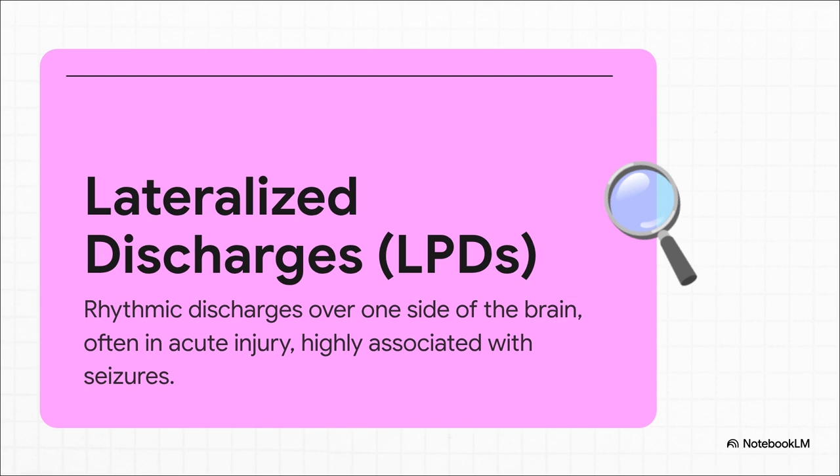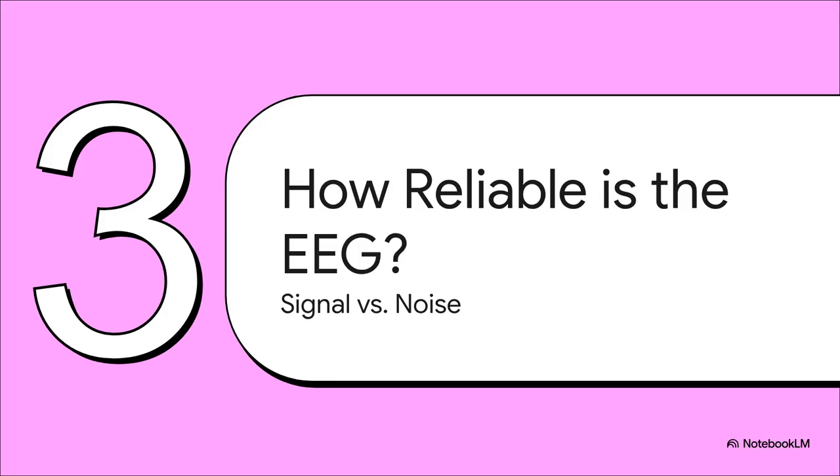When you see this on an EEG report, your antenna for seizures should go way, way up. The vast majority of patients with LPDs are having seizures. We've seen what we're looking for, but how often do we actually find it? And what does it mean when we do? Or maybe more importantly, when we don't? This gets us to the real-world clinical challenge of using the EEG.